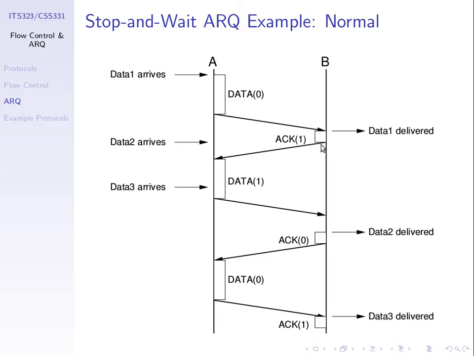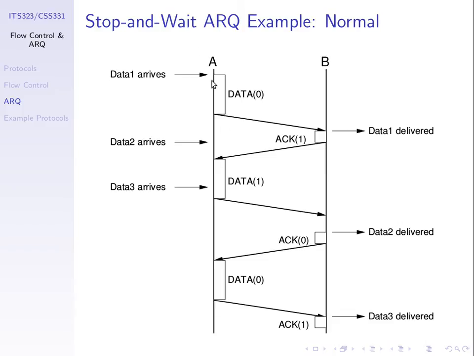And as we saw with sliding window, we use the concept of an acknowledgement number saying, thank you, the next one I expect is 1. So the data had sequence number 0, the ARQ has an acknowledgement number of 1 because the next sequence number expected is 1. We don't say thank you, I just received data 0. I say thank you, I now expect data 1. We send that ARQ back.